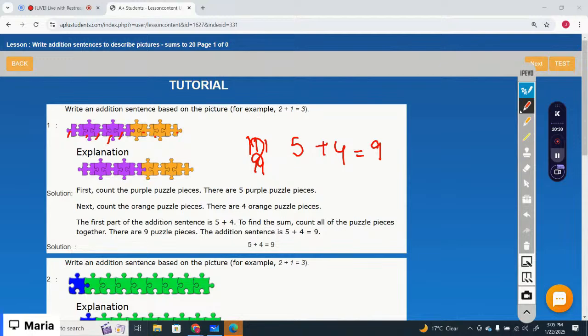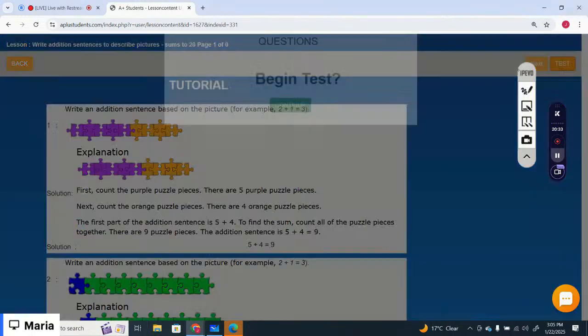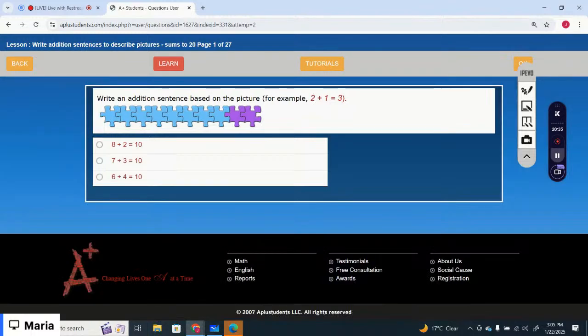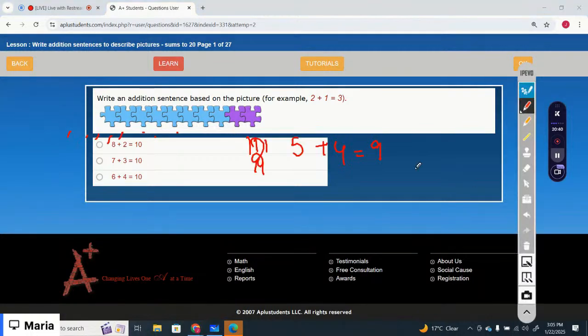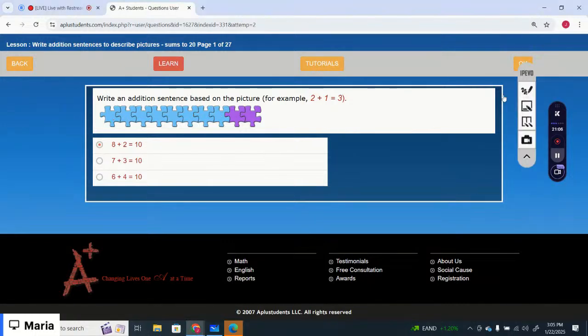Let's just start with the test questions. Write an addition sentence based on the picture. So let's just count how many pieces are blue and how many of them are purple. 1, 2, 3, 4, 5, 6, 7, 8. 8 of them are blue and 2 of them are purple. So that makes 8 plus 2. 8 plus 2 makes 10. Option number 1 is the correct option.